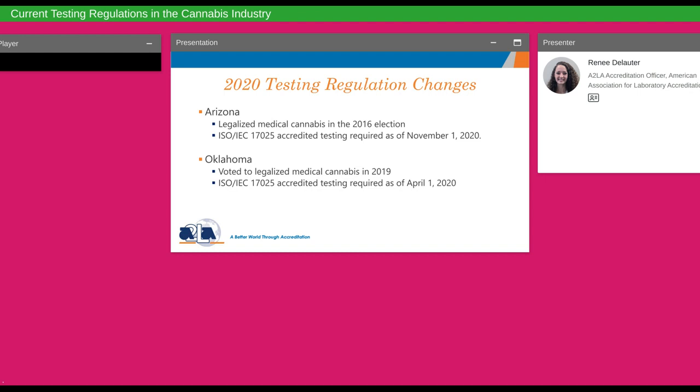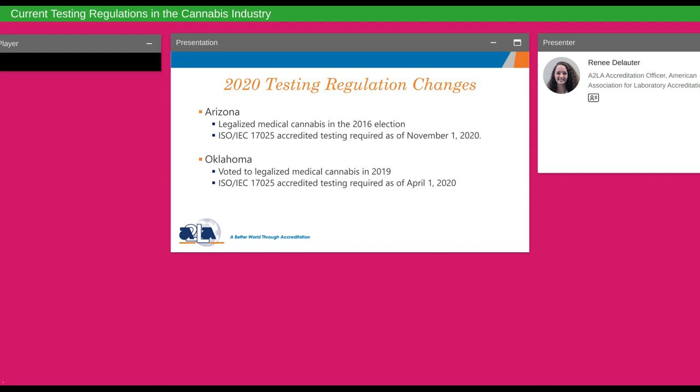The ISO IEC 17025 standard is also easier to follow considering many other industries use this standard. You used to be able to get a license before accreditation. Now you must get accredited to get a state license.